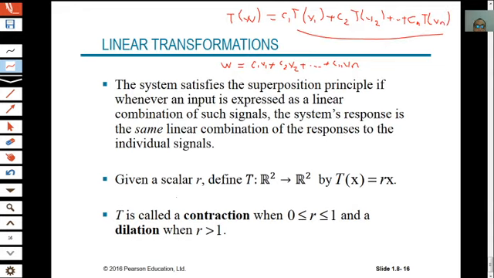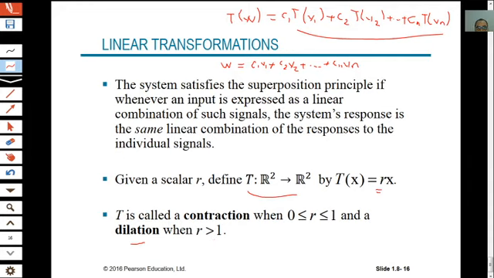Given a scalar r, define a transformation by T of x equals r times x. Just we have a number instead of a matrix. Okay, this is not a matrix transformation. So T is called a contraction when r is between 0 and 1, including 0 and 1, and a dilation when r is bigger than 1. So let's check whether it is a linear transformation or not.